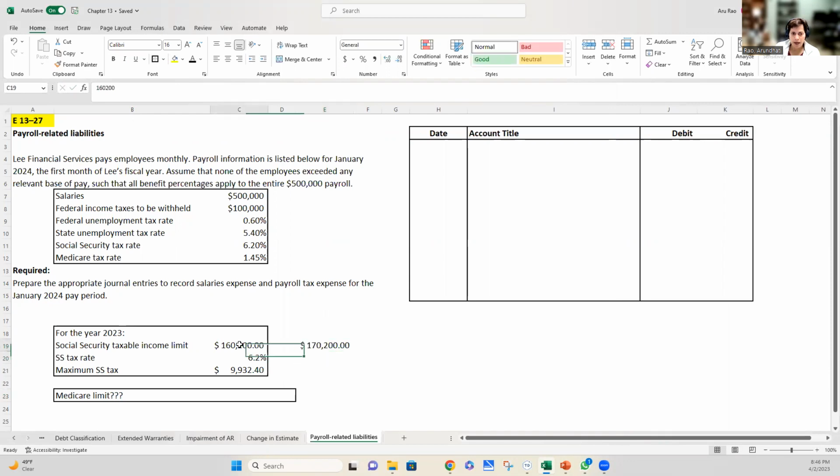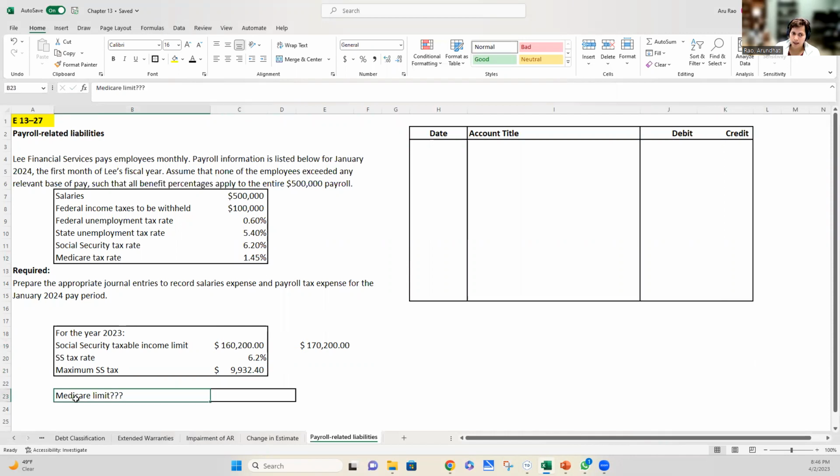Okay, so I made $10,000 in excess of the limit. The maximum Social Security tax I will pay is this $9,932.40, because that $10,000 that I went over is not subject to the Social Security tax. That's what this limit means. Now there's also the Medicare tax that is paid, and that's 1.45%.